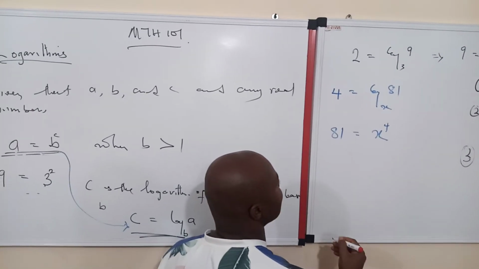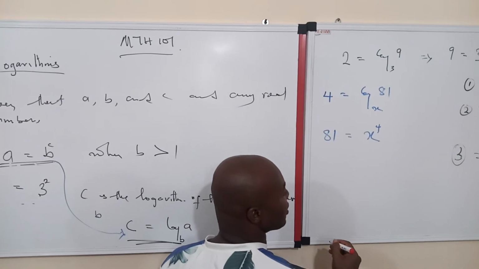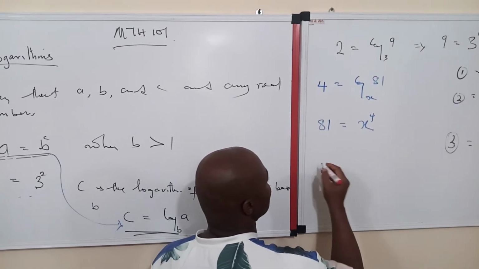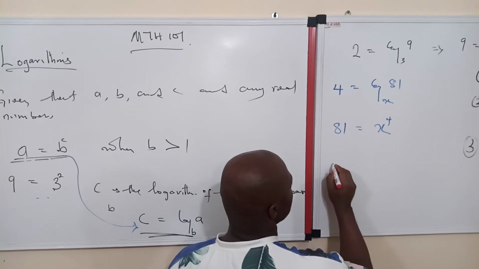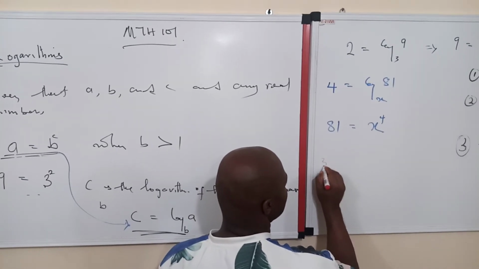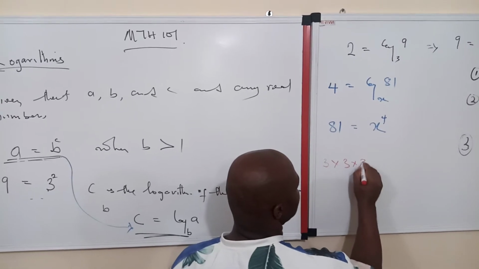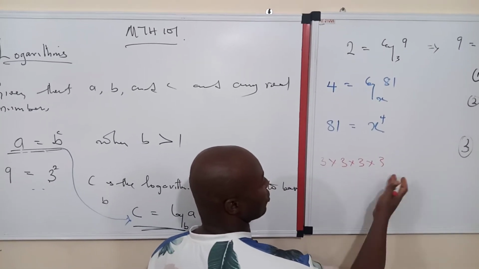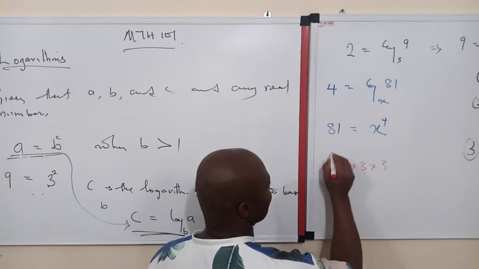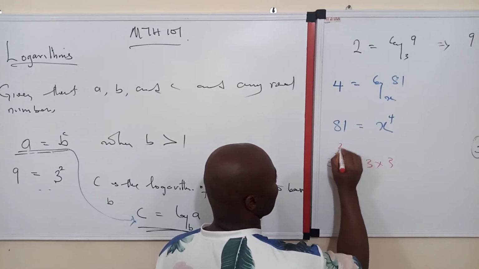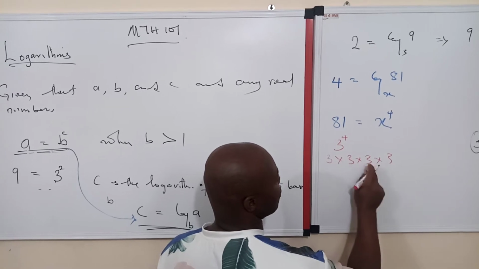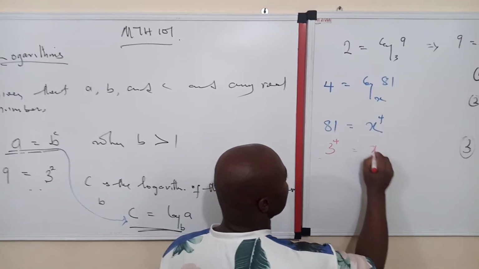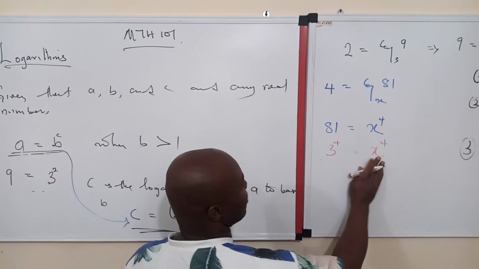3 times 3 is 9, times 3 is 27, times 3 is 81, which is 4 places: 3 times 3 times 3 times 3. But when you have this, you don't need to write this long expression. Rather, you just write it as 3 raised to power 4, which is equal to x raised to power 4.